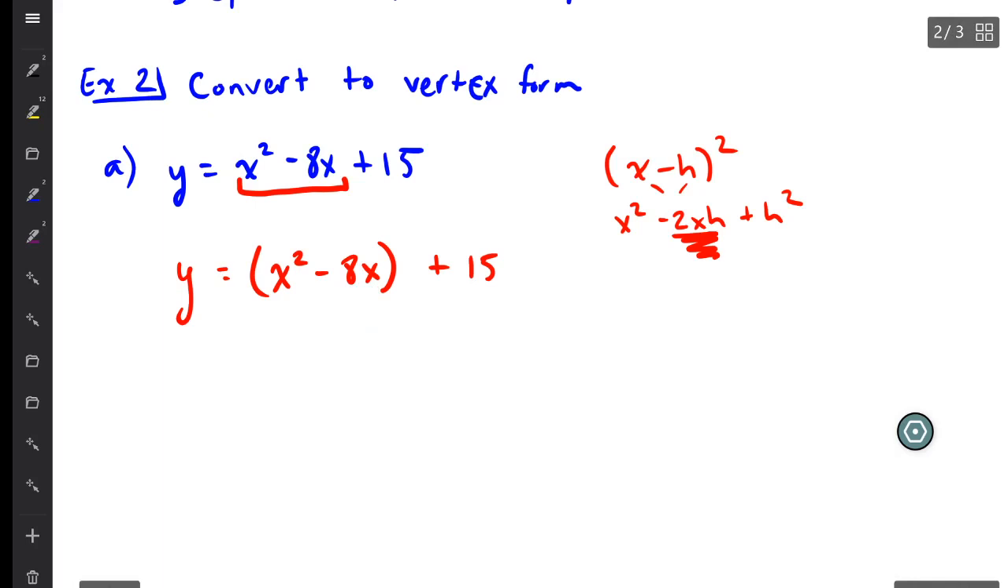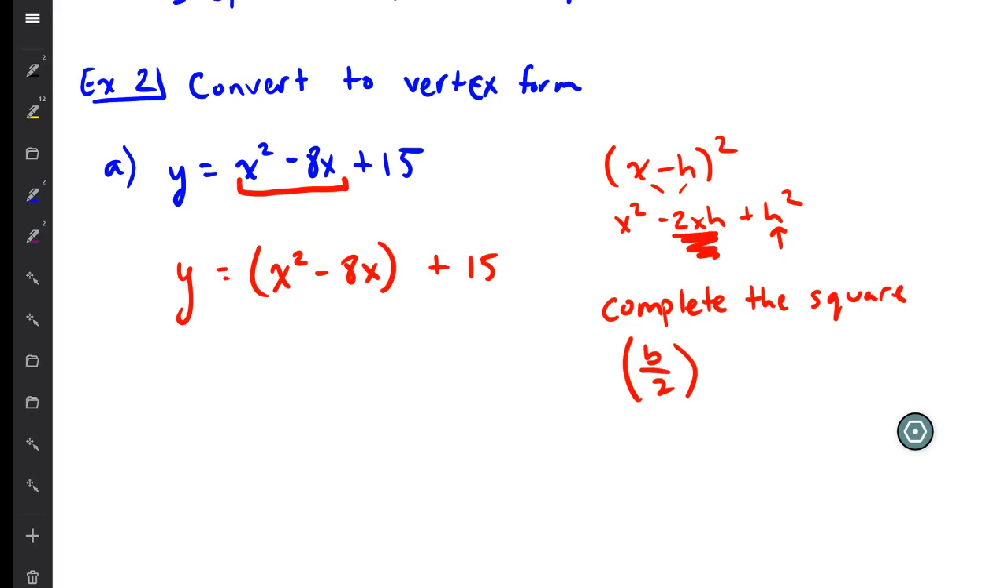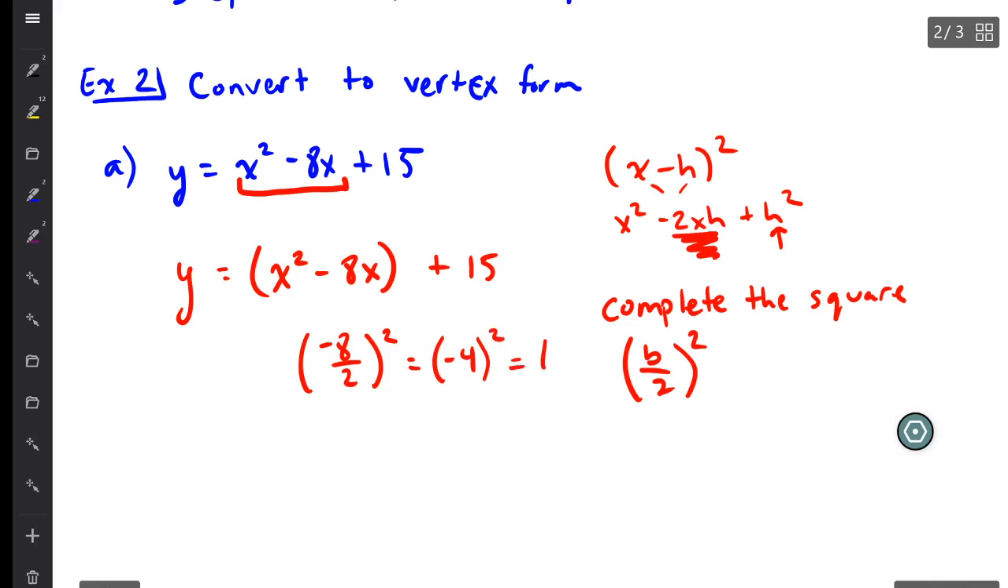Whenever you're completing the square, this is a reminder you can put off on the side: we're going to take b divided by 2. We want to find this number. So we take b divided by 2, and then we square that number. And that's how you complete the square. So I'm going to take negative 8 divided by 2, and then I want to square that. That's negative 4 squared, which is 16. So in order to get a perfect square, I would have had to have plus 16.